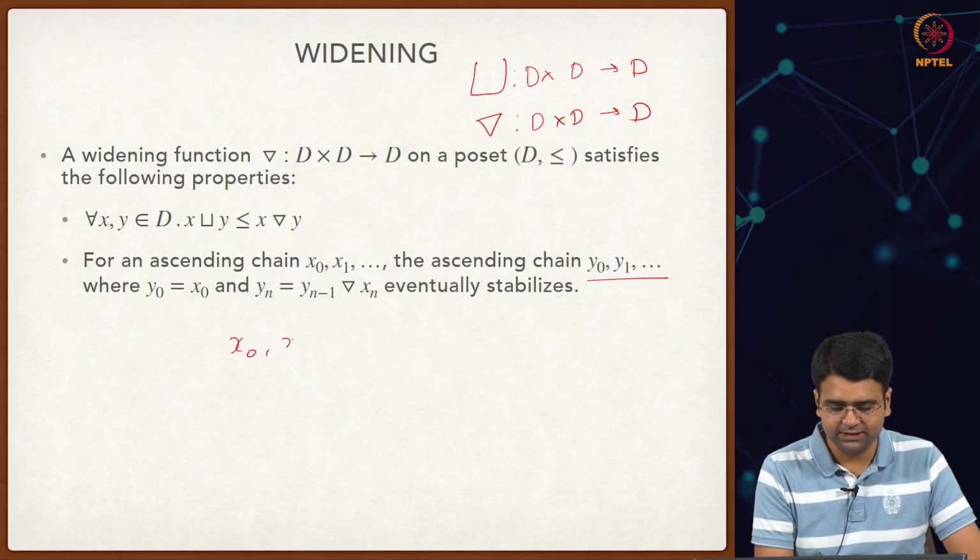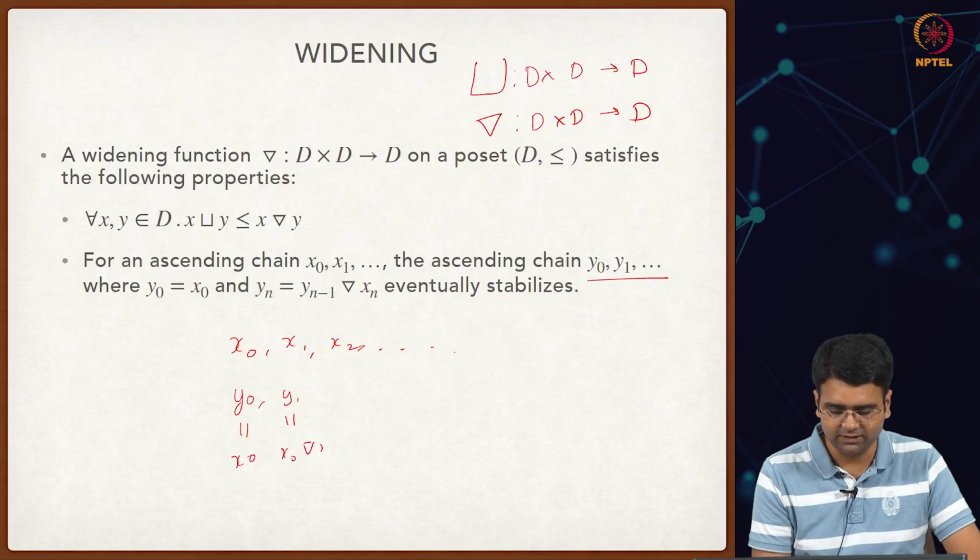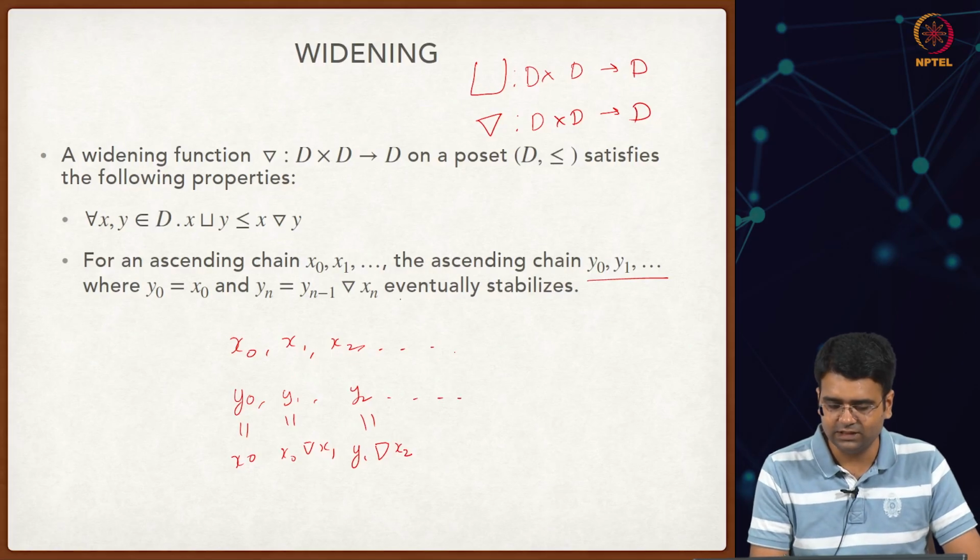So I have this chain x0, x1, x2 and so on. Now this chain may or may not stabilize, we do not know, because D may not satisfy the ACC. But if you construct another chain where y0 is the same as x0, and yn is yn minus 1 and xn with the widening operator applied on the two. So y1 is x0 and the widening operator applied on x1, then y2 is equal to y1 and the widening operator applied on x2 and so on. If you construct this new chain, then this new chain is guaranteed to stabilize.